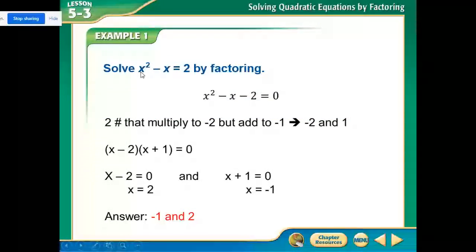So here's our first one, x squared minus x equals 2. Now, of course, it's not a two product property, it's a zero product property, so we have to set it equal to 0. So we're going to move our 2 over. So we have x squared minus x minus 2 equals 0. So now we're going to factor it.